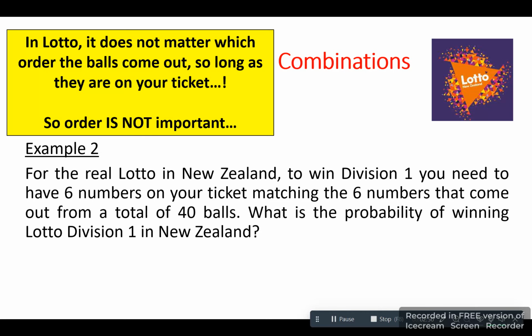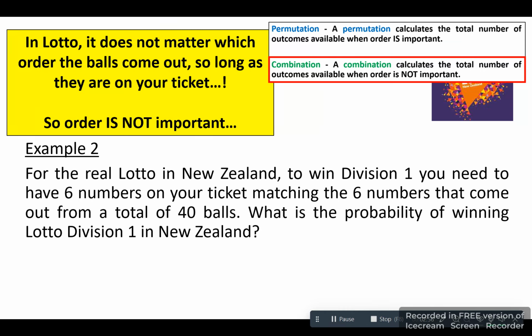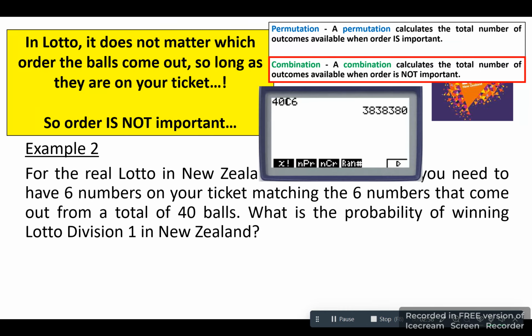Well, in lotto, it doesn't matter about the order the balls come out, so long as they're on your ticket. So order's not important, and if order's not important, we choose in a combination. So we're going to go 6 balls out of 40 using a combination, 40C6, to get 3,838,380 different outcomes. And so the probability of winning Division 1 is 1 chance out of 3.8 million.